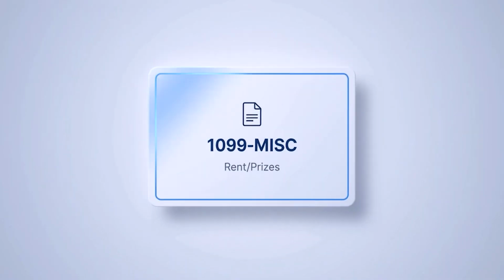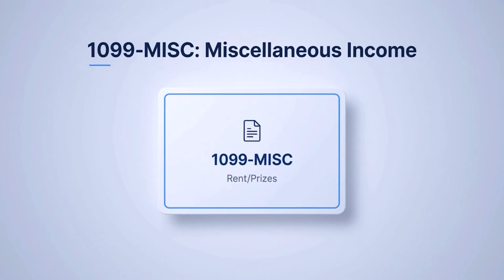Form 1099-Miscellaneous, or MISC, covers things like rent, prizes, awards, and medical payments. Most of these payment types also move to the new $2,000 threshold. But watch out, a few categories stay at their old thresholds. Royalties are still $10, and attorney gross proceeds and fish purchases are still $600.